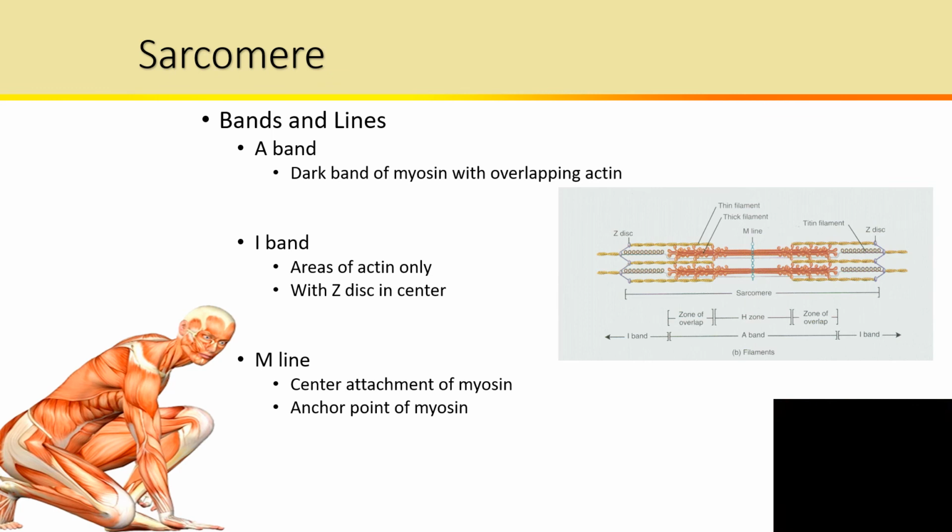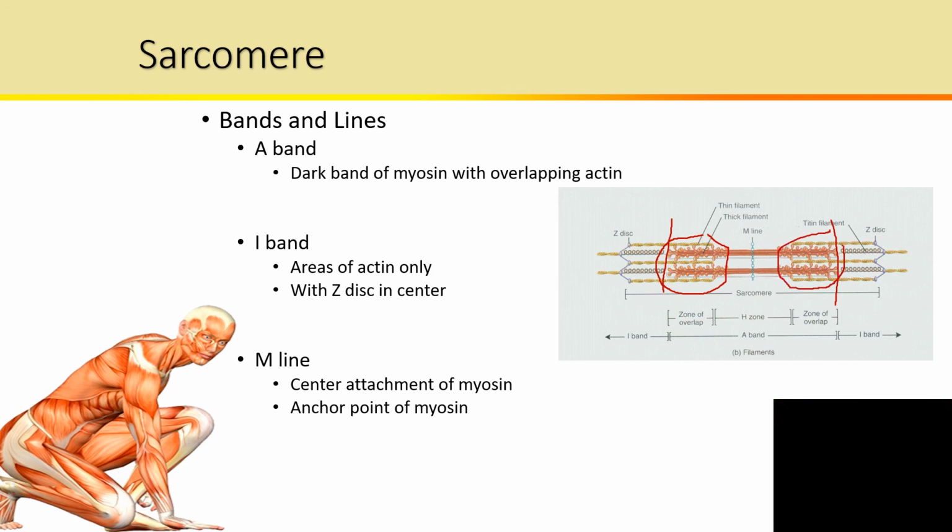Okay, and again, when we look at these bands and lines in the electron microscopic picture, we see an A band. The A band is basically the point from where we're talking about the myosin. Here's the myosin, this darker filament right here. From this point to this point is what we call the A band. It's a dark band of myosin with overlapping actin. Here's where the actin is overlapping the myosin.